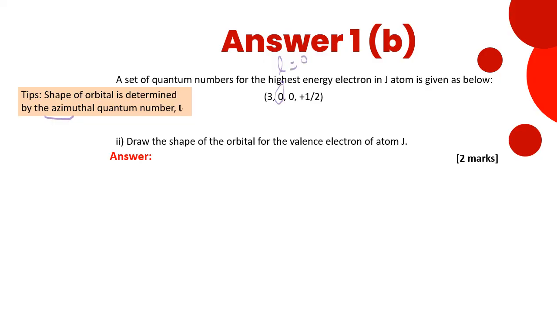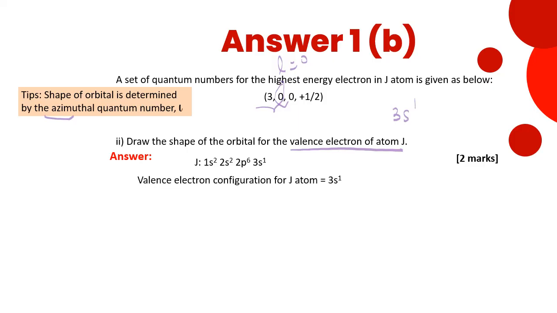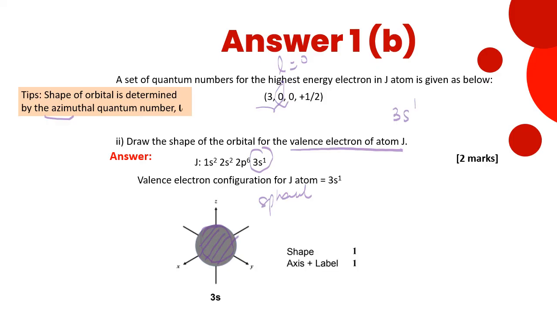We need to draw the shape of this orbital because this is the valence electron of atom J, which we have seen just now. It is in orbital 3s. So this is the configuration of atom J, and this is the valence electron. An s orbital has a spherical shape. So we draw something like a ball, shade it, make sure we put in the axes x, y, and z, and label the orbital, which is 3s.